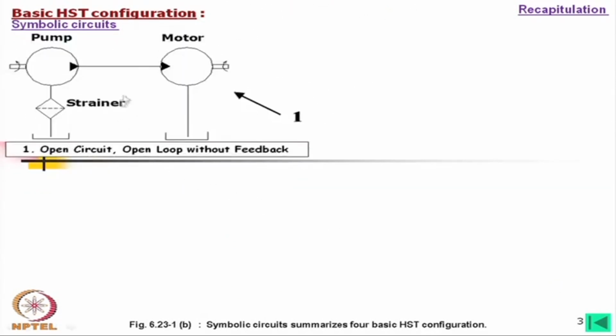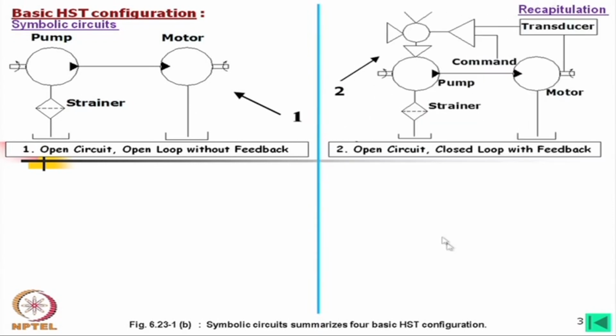Now, this we have already seen. So, this is open circuit, open loop without feedback. Then we can have the open circuit, closed loop with feedback. So, there is a feedback. This means that depending on the output of the motor, this pump can be controlled. So, this is open circuit, closed loop.